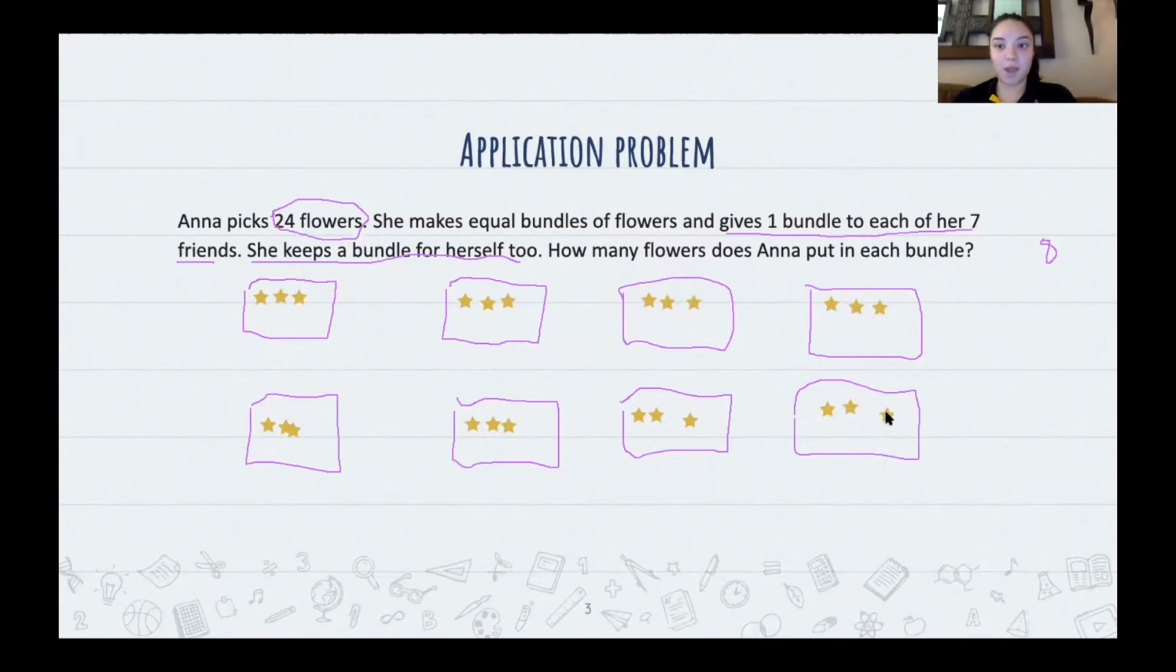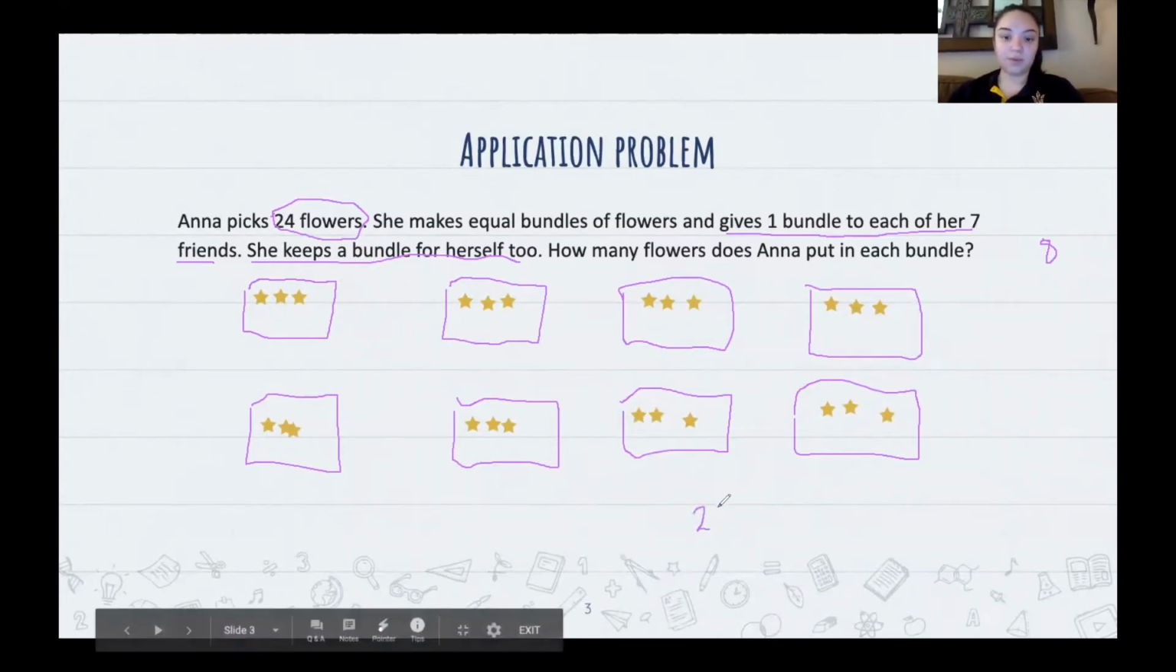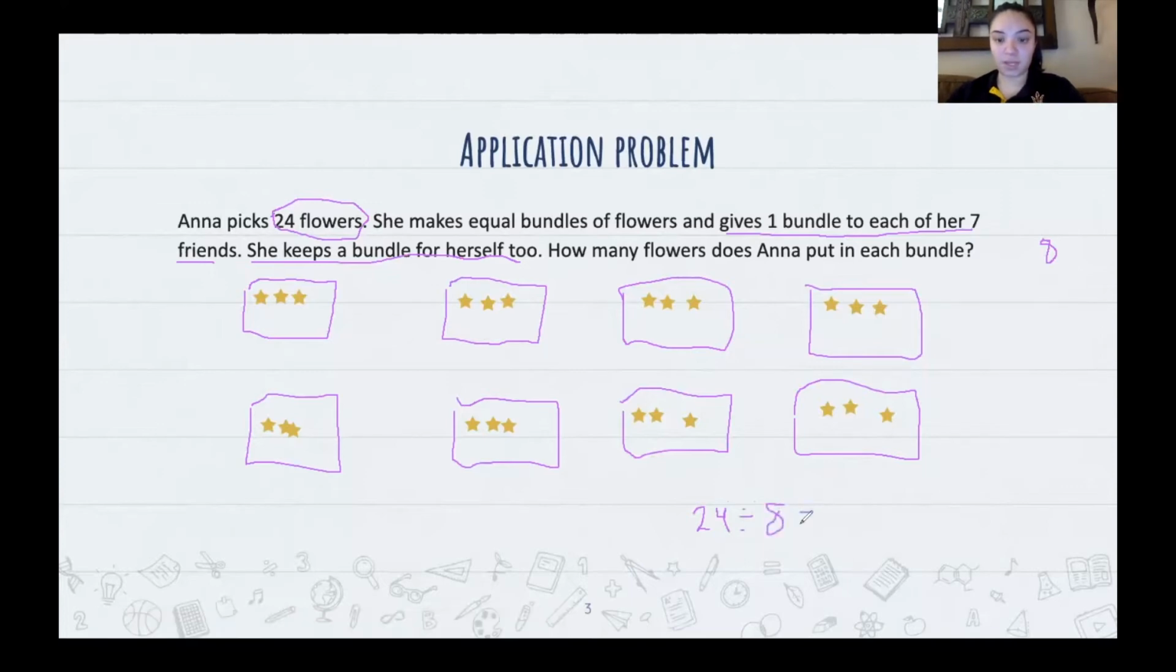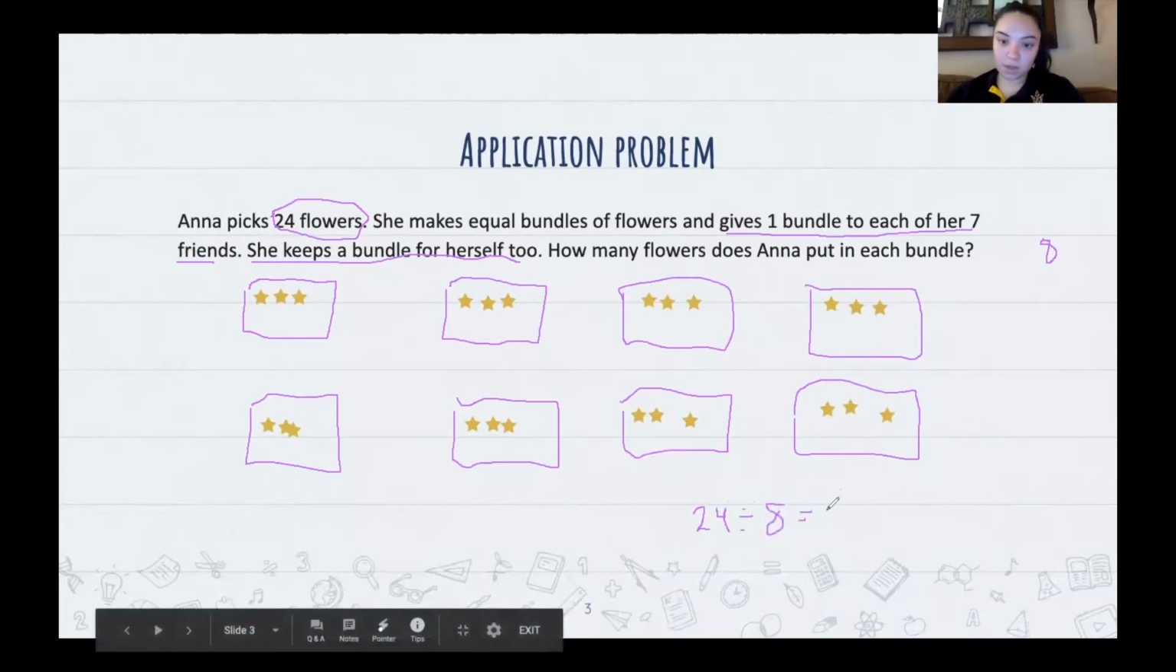Now one thing we have to double check is, does each box have the same number of stars in it? Each box I see has 3. That means we made our equal groups. Now I'm going to write our division sentence here. We had 24 flowers, and we divided it into equal groups of 8. How many flowers are going to be in each bundle? 3. So how many flowers does Anna put in each bundle? We just found out that answer is 3.